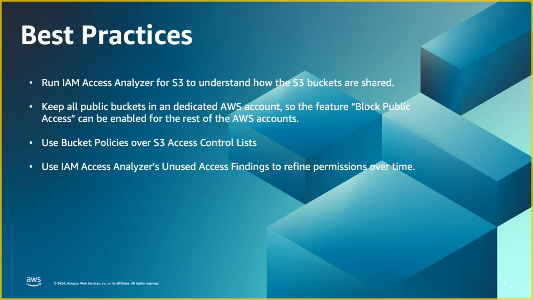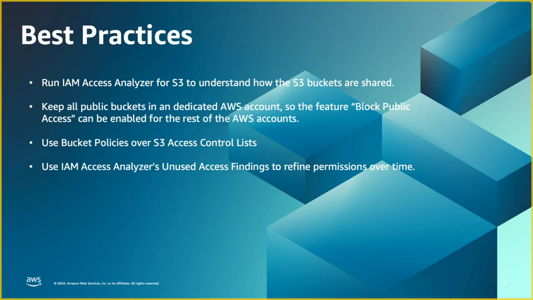This gives a good snapshot of those buckets with ACLs configured. And you will be taking this list to make a transition plan to the bucket policy method. The second one is keeping all the public buckets in a dedicated AWS account. Also, if you're an S3 user, you would know that all S3 buckets are by default private. However, there are use cases like website hosting, for example, where this needs to be opened up to the public.